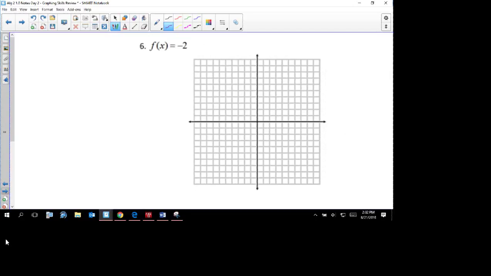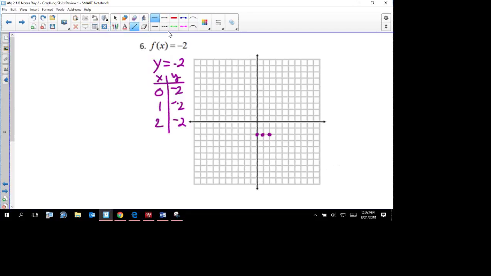So this last one is f of x equals -2. And what did we talk about that f of x kind of represents? Y. Yeah. So this is basically y equals -2. That's a t-chart where the y values are always -2. So x could be 0, 1, 2, anything. So (0, -2), (1, -2), (2, -2). What kind of line do we have? A horizontal line, like the horizon.